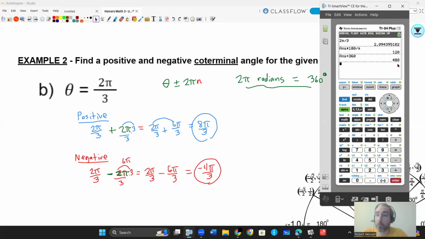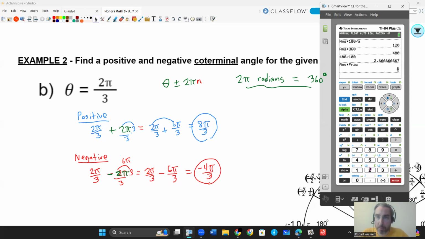Now to get that as a radian in pi, I have to reduce it. So I have to divide by 180. So 480 divided by 180. It'll give me a decimal, 2.6 repeating. If you hit the math button and go enter, enter, that'll give you 8/3. So you say 8 pi over 3.